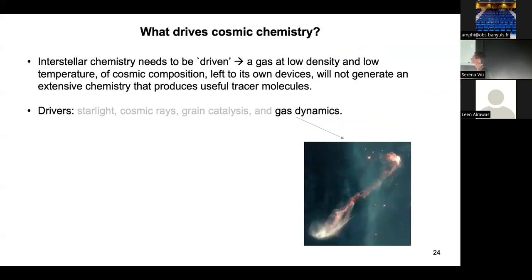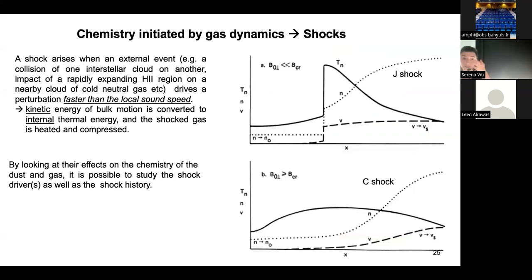Okay, and the last driver, gas dynamics or shock chemistry. Again, this may be covered in other lectures, but let me just remind you what a shock is. A shock arises when you have an external event, a collision of two clouds, for example, or the expansion of an HII region, or again, an outflow or a jet. And this drives a perturbation that is faster than the local sound speed. Okay, so that's the shock. In this case, the kinetic energy is converted to internal thermal energy, and the shocked gas is compressed and it heats up. So density increases and temperature increases.